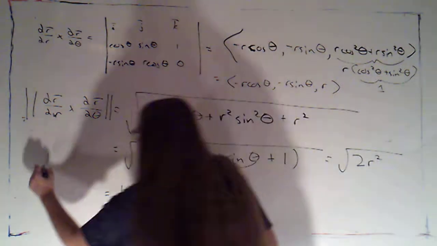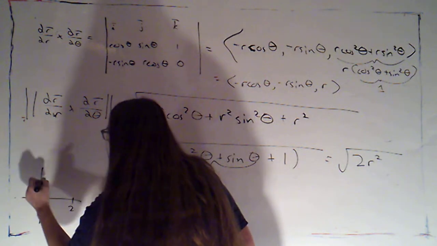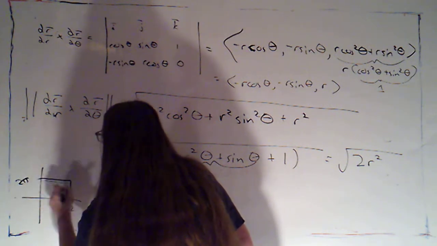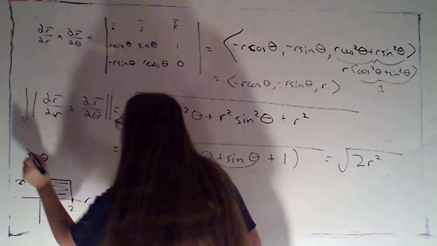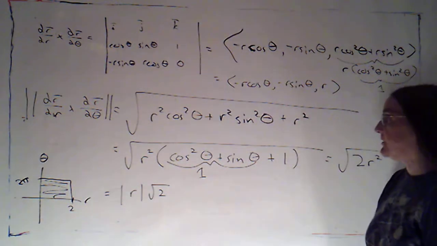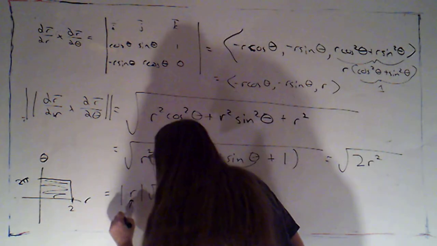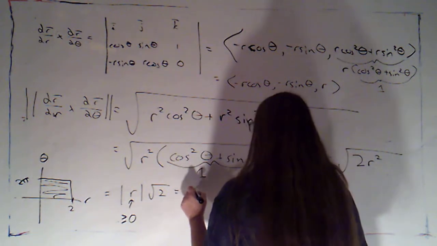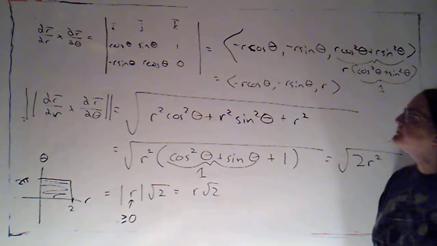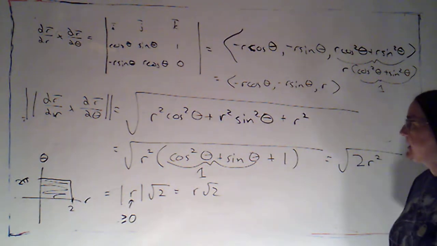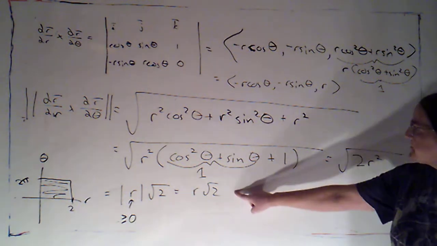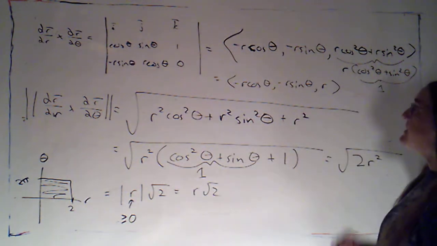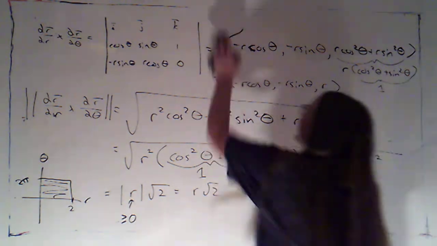If we remember, our domain D in the r theta plane, r was going from 0 to 2, and theta was going from 0 to 2 pi. So my r is bigger than or equal to 0, and so I'm just getting r root 2. Excellent. Okay, so that is going to be my scaling factor.